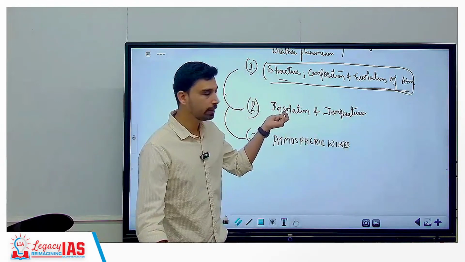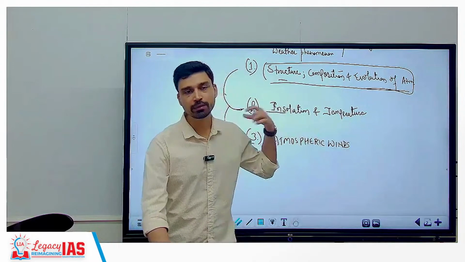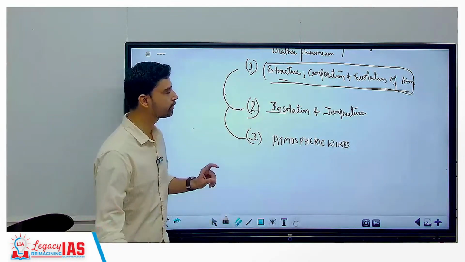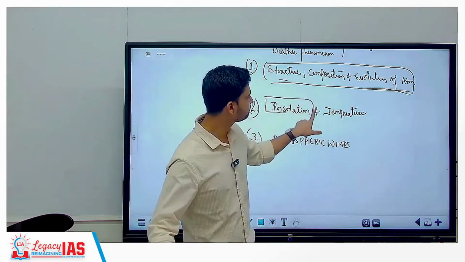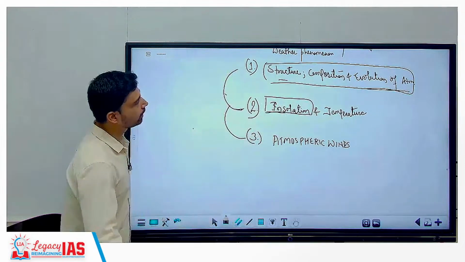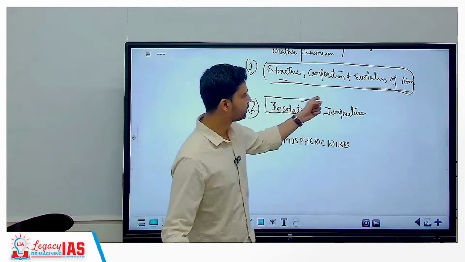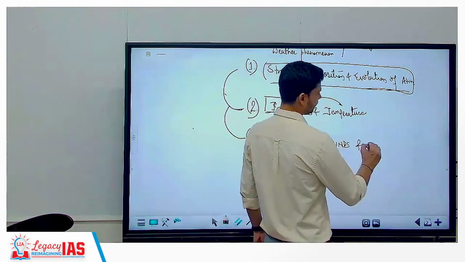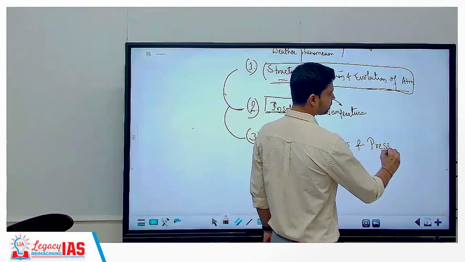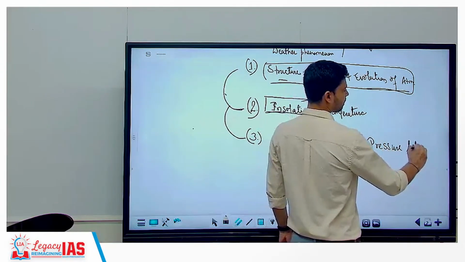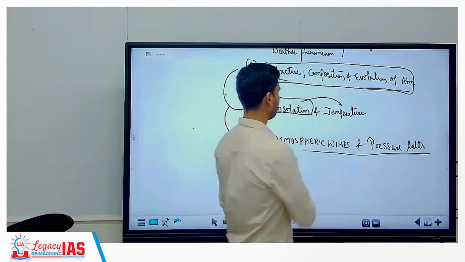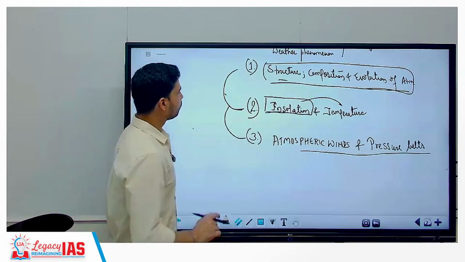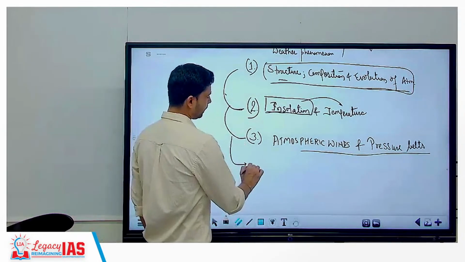Why does temperature differ? Because of insolation. Insolation is the short form of incoming solar radiation, because whatever heating we have on the Earth's surface is only from the sun itself. So I told you that everything is related: insolation to temperature, and temperature creates atmospheric winds. And the other thing we will discuss is the pressure belts of the Earth. Atmospheric winds and pressure belts.